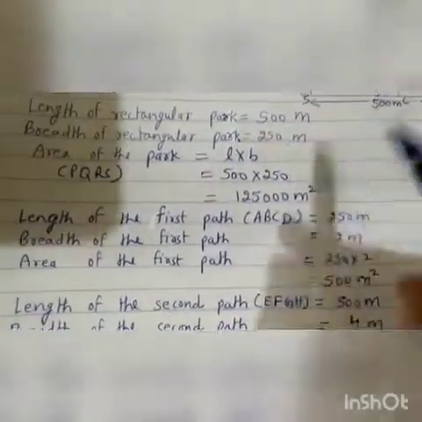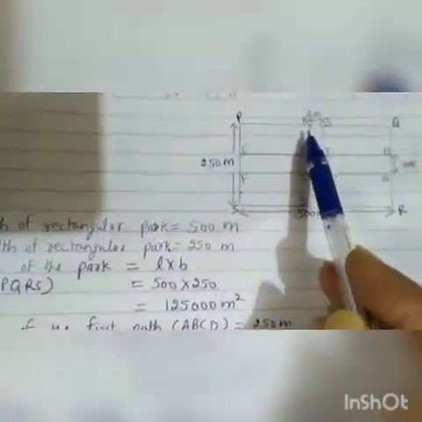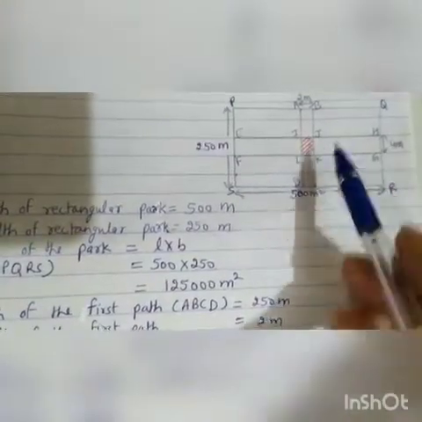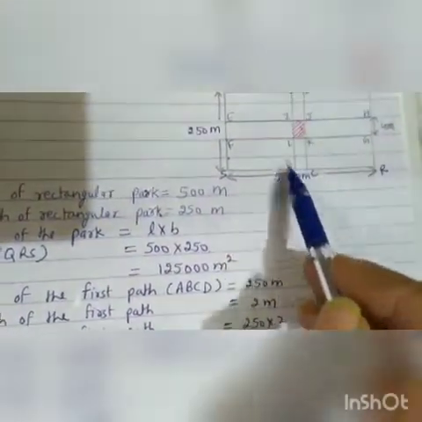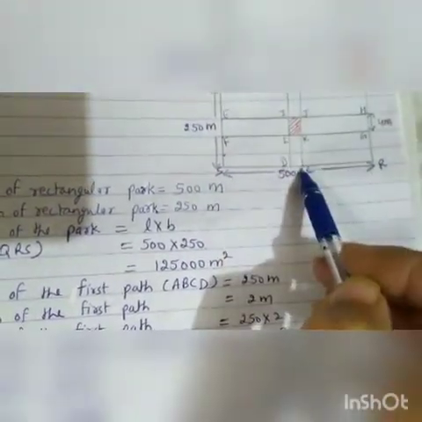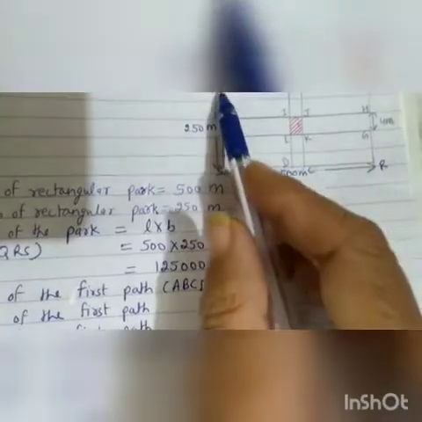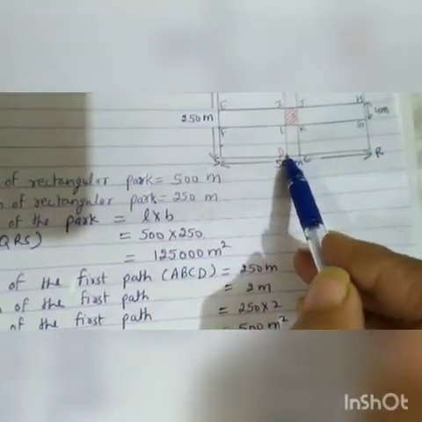Now come to these paths. We are taking first this path. This one, A, B, C, D. This path is drawn like this. So the length of this path is this 250 meter, because this path A, B, C, D is parallel to this line. This line is 250 meter. So the length of this path will be 250 meter.